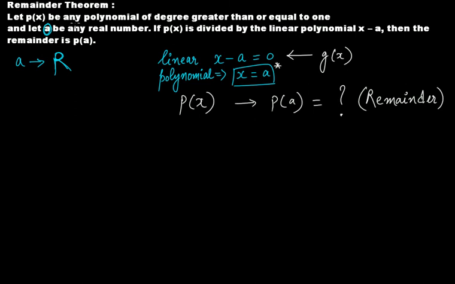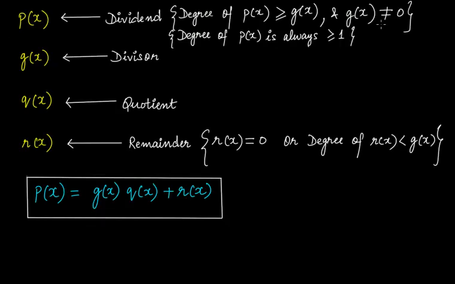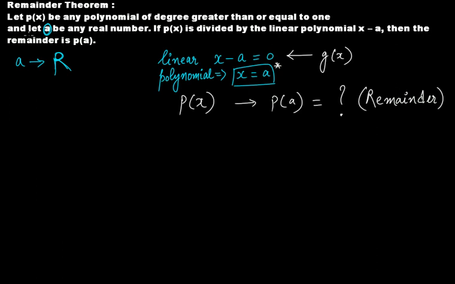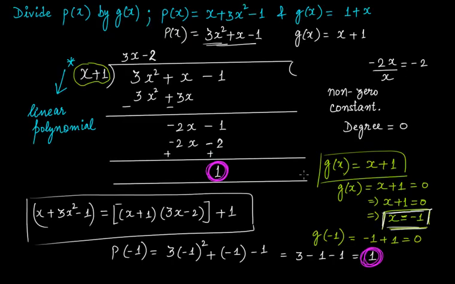Let P(x) be any polynomial of degree greater than or equal to 1. That's what we discussed here. The degree of P(x) is always greater than or equal to 1, and let a be any real number. If P(x) is divided by the linear polynomial x minus a, then the remainder is P(a). a can be any real number. Now I'll show you the proof of it. What we saw here is not a proof.